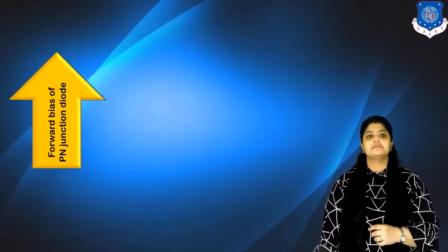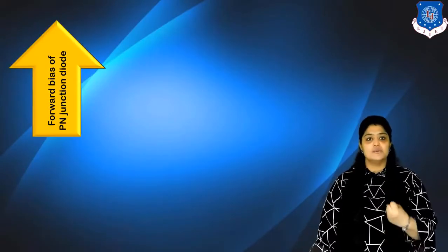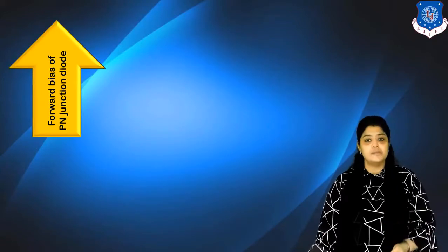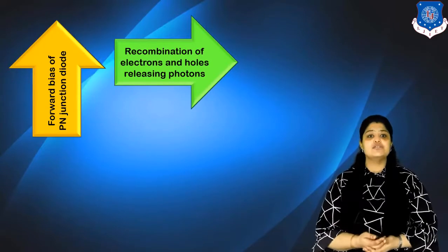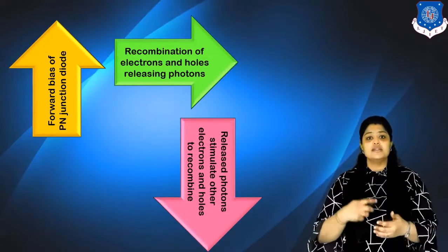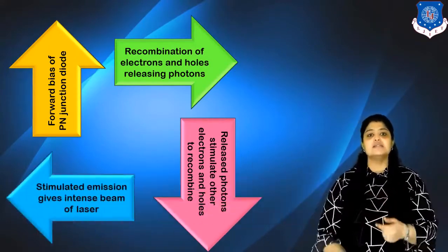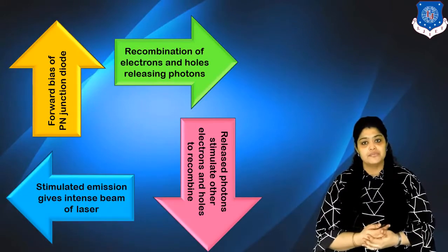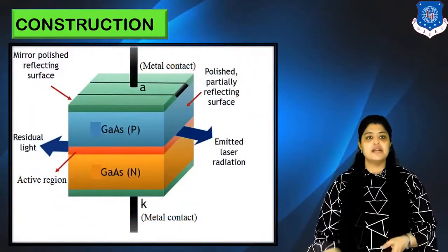Now let's see basically how a semiconductor laser works. So the first requirement is forward bias of a PN junction diode. Now this gives recombination of electrons and holes which releases photons. Now these photons stimulate more electrons, that means they are amplified, and this is how the laser beam is generated. Now let us discuss the construction of a semiconductor laser.